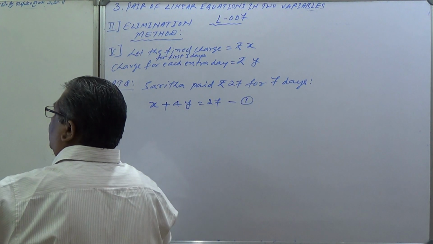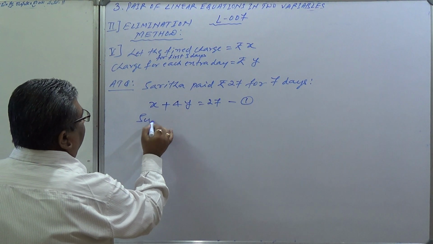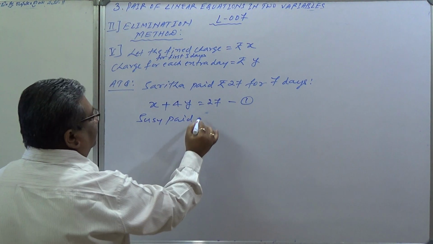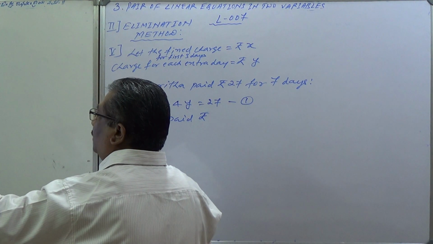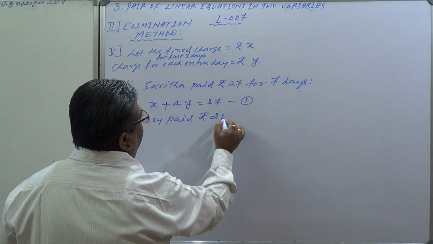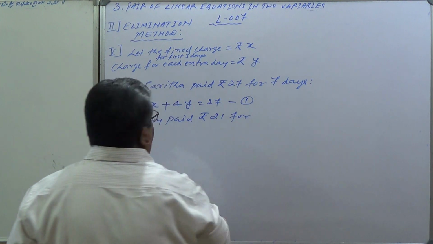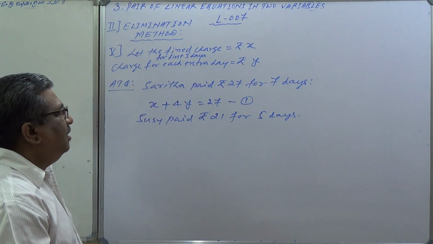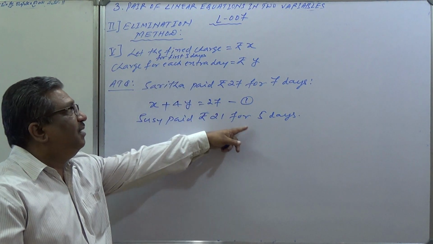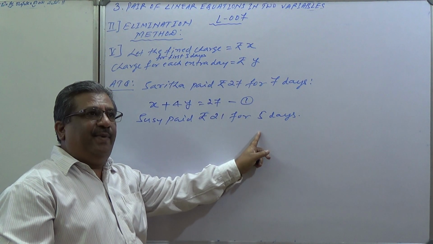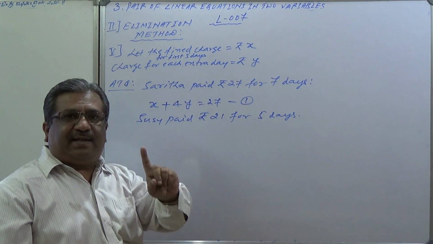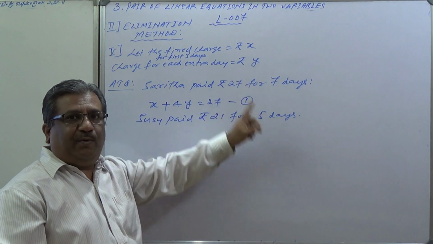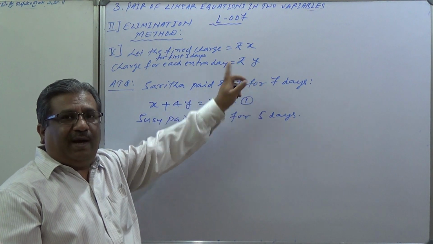Similarly, Susie paid rupees, how much? 21, for how many days? 5 days. So for the first 3 days, X rupees. How many days are remaining? 2 days, which are extra days. At the rate of Y, it is calculated as 2Y. 2 extra days, Y gives a 2Y amount.